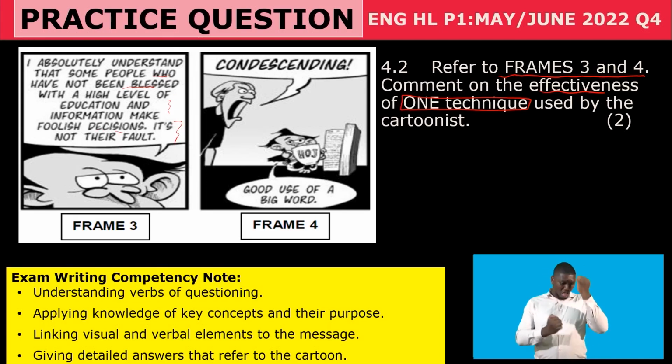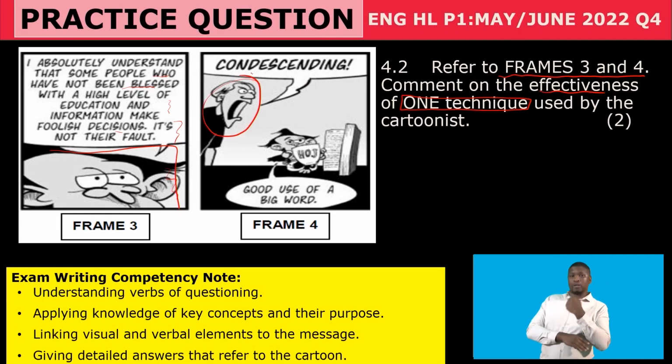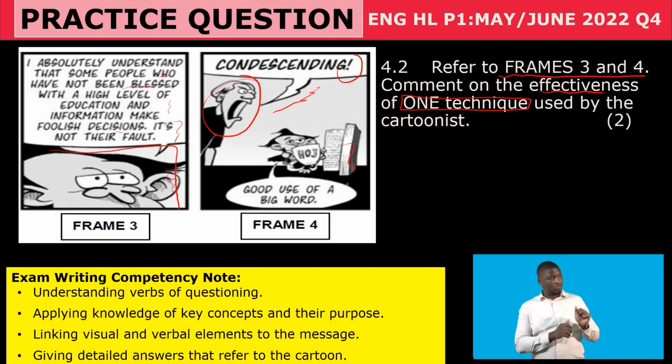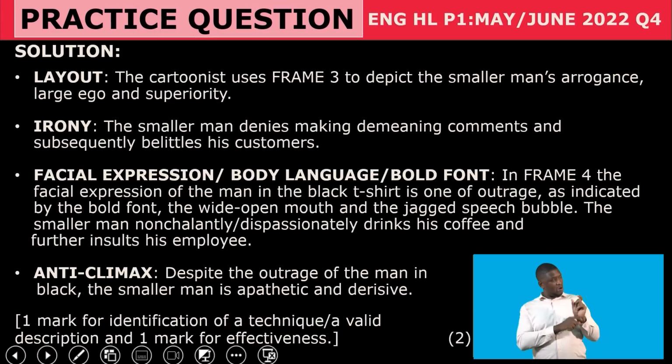It's not their fault." We can look at the visual. The focus is completely on this character. And then, of course, in frame 4, the shouting of this character, big open mouth, large bold letters in a larger print, also the squiggly speech bubble and exclamation mark. And now we look at the smaller character. He replies, "Good use of a big word." Let's look at the answer.